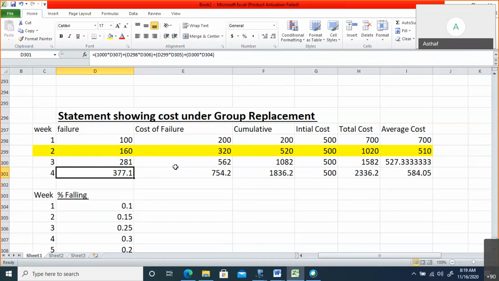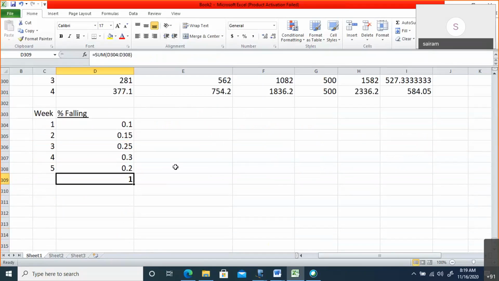Please copy, my dears. We will go for one more similar question so you will get more clarity. Very interesting. So hope you have completed. We have done only group replacement now. Now we will approach individual replacement. Listen here.